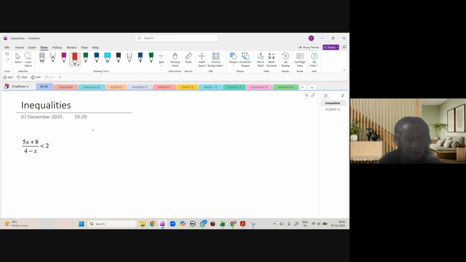So let's take two different approaches. Method 1 is I just cross multiply. So 5x + 8 is less than 2 into (4 - x). So I get 5x + 8 less than 8 - 2x. And then I move x to one side. So 7x is less than 0. So that means x is less than 0, right? Okay, so x is negative.